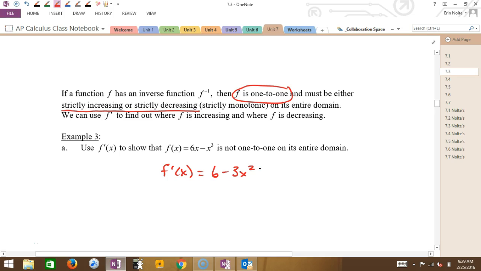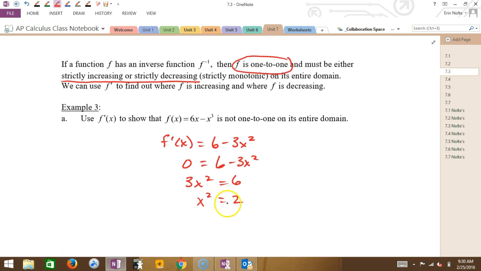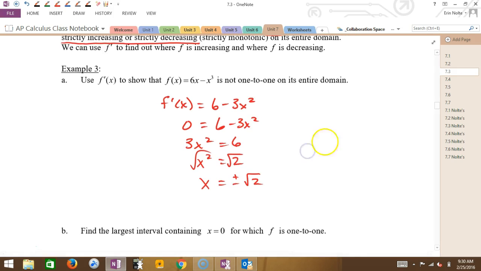If we have an extrema, then we know that the function goes up and down, or vice versa. If there is no extrema, then we know that the function is going straight up or straight down. So how do I find the extremas? Set the first derivative equal to 0. If I solve this, I add 3x squared, divide by 3, so that makes 2. Then I square root 2, so I have 2 possible values: a positive square root of 2 and a negative square root of 2.